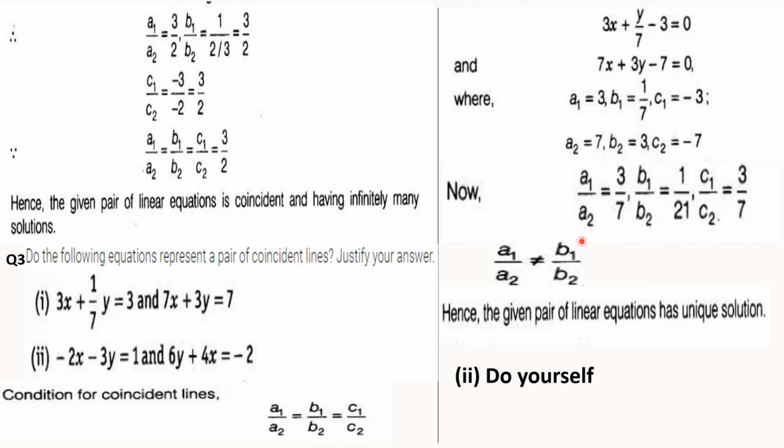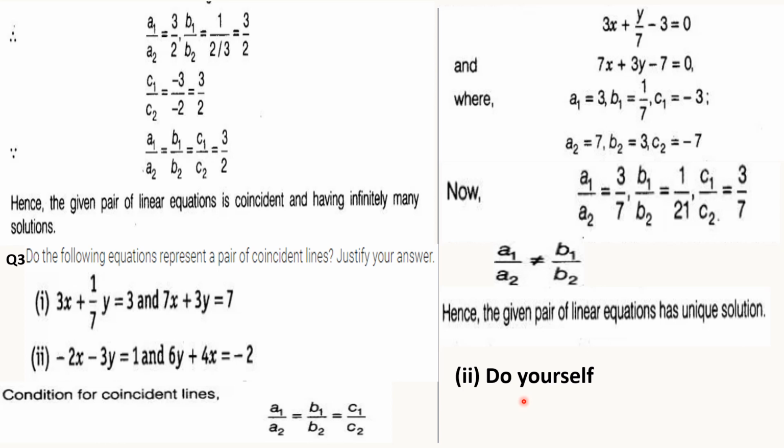Now when we compare the ratios, we see that a1 by a2 is not equal to b1 by b2. This is the condition for a unique solution, and when the pair has a unique solution, the lines are intersecting. Our motto in the question was to find which pair has coincident lines, but here we are getting the condition for a unique solution, so the lines are intersecting. So for this our answer is no.